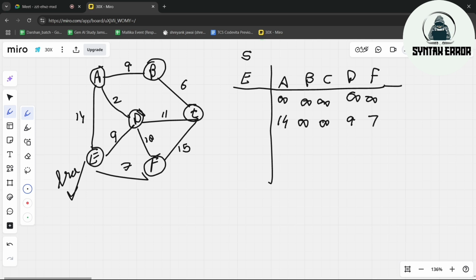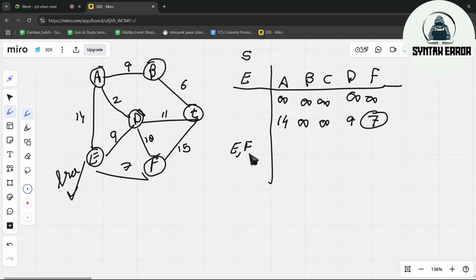After completing our first iteration, what we have to check? We have to check the minimum number. What is the minimum distance? Our minimum distance is 7, which is F. So now this is our final answer for this F. It cannot get shorter than 7 from E to F. So we have to add that in our answer. E, F. Previously we had answer for only E. Final answer for E is 0. Now we got the final answer for F, which is 7.